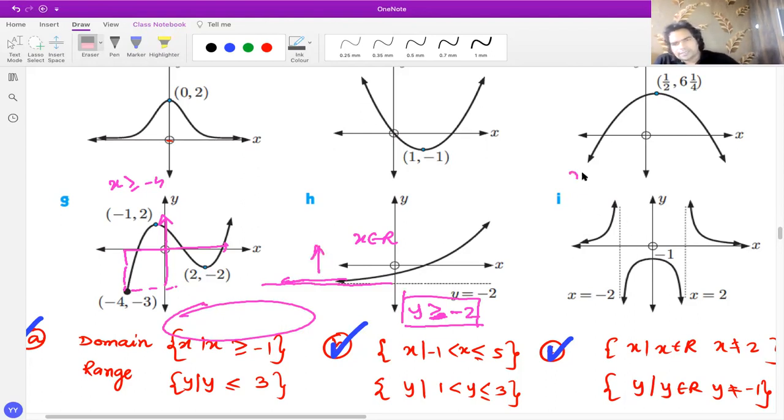Here, the domain is x belongs to real numbers, and x should not be +2 or -2. And the range is basically y greater than 0 or y less than or equal to -1. Because you can see that the y values taken are here, and y below -1. So that's the domain and range for this particular kind of question.